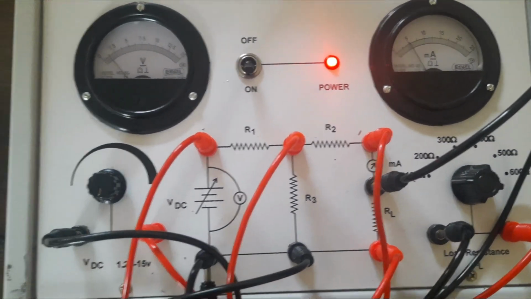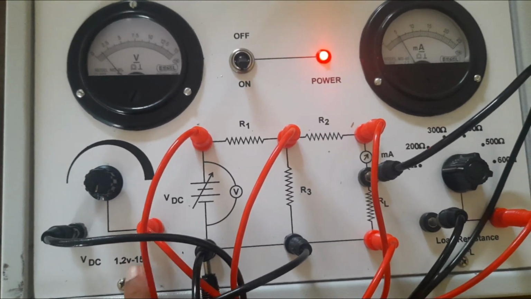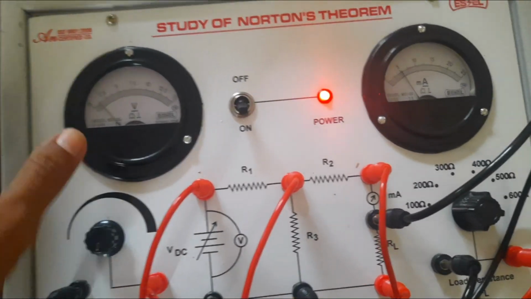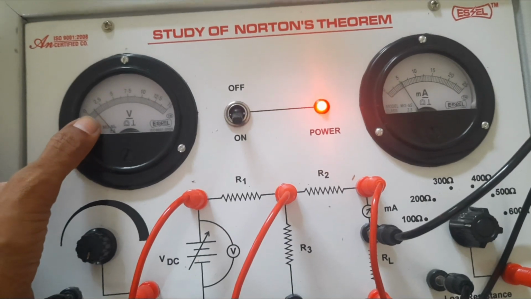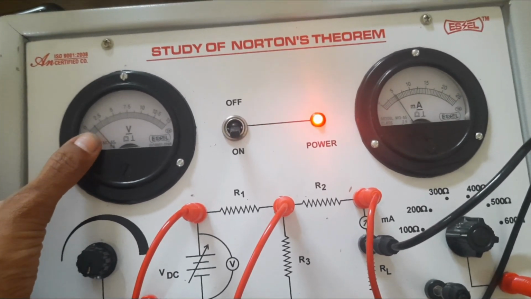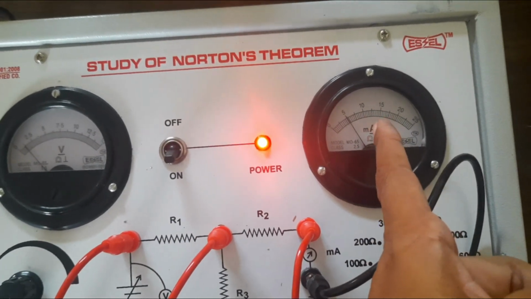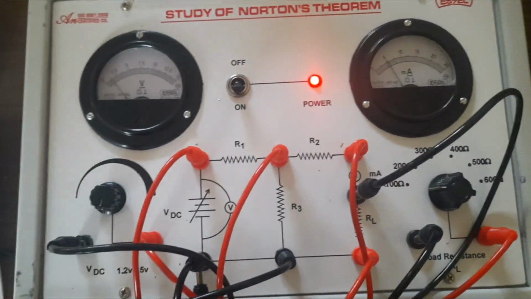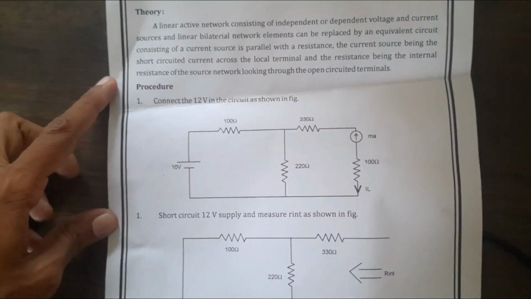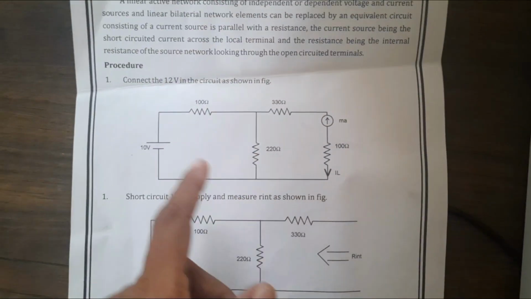Here we can see the voltage range is 1.2 volt to 15 volt. When we switch on the device, we can see the deflection in the voltmeter at 1.2 volt, and the ammeter reading in milliampere is near 5 milliampere. First we should follow the procedure that you can see in the manual: connect the 12 volt in the circuit as shown in the figure. Already we have made the connections.